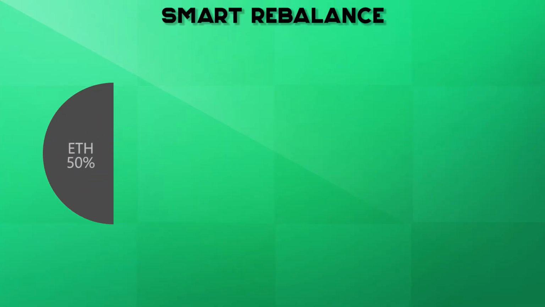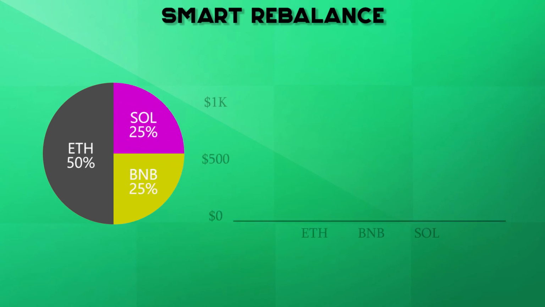Now let's understand Smart Rebalance. Smart Rebalance keeps the holdings of your portfolio always the same in percentage. Suppose you want to keep 50% of your portfolio in Ethereum, 25% in BNB, and 25% in Sol. You invested $1,000, which means currently you are holding $500 in Ethereum, $250 in BNB, and $250 in Sol.